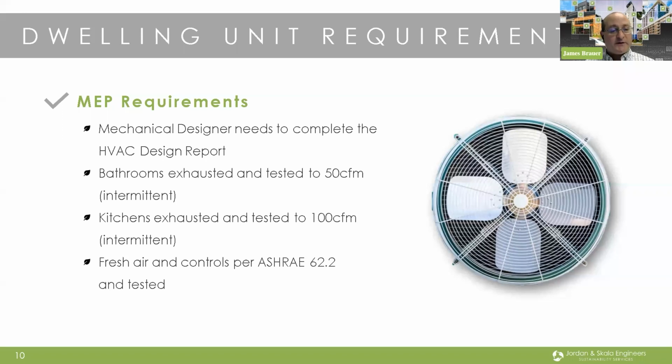In addition to those, there are requirements for your bathrooms and kitchens to be exhausted and also to be tested to make sure that they're performing. Switched bathroom exhaust fans would need to be tested out at 50 CFM, and switched kitchen exhaust would need to test out at 100 CFM. Additionally, we want to make sure that there's good quality air coming into the unit. So there are some fresh air requirements with controls per ASHRAE 62.2, and that will also be tested to make sure that it's coming into your unit for good quality indoor air.